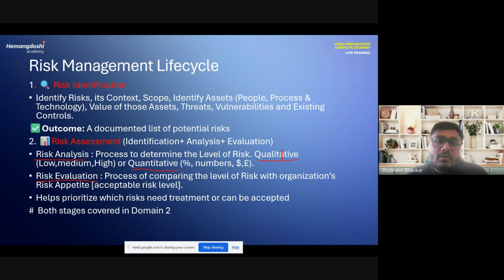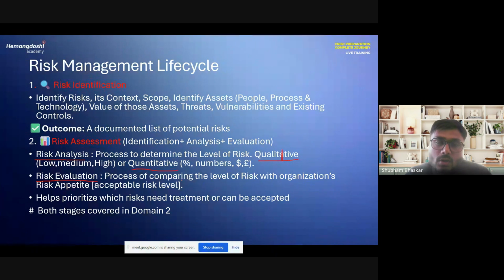Now, once we determine the level of risk, that's where we go into evaluation. Evaluate means compare the level of risk with the level of risk your organization can accept. So on one hand, you have a level of risk that, yes, if the data center gets destroyed in a flood, there is a risk of $100,000, right? Compare that with your organization's risk appetite. Organization risk appetite could be like, look, in 1 year, the organization is willing to face losses of $50,000, right?